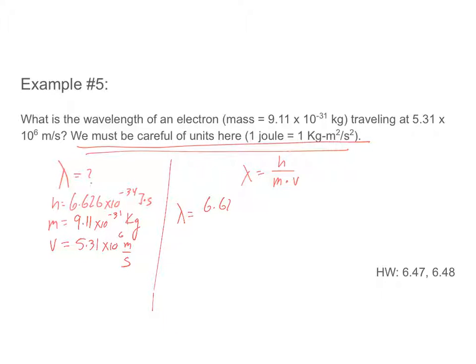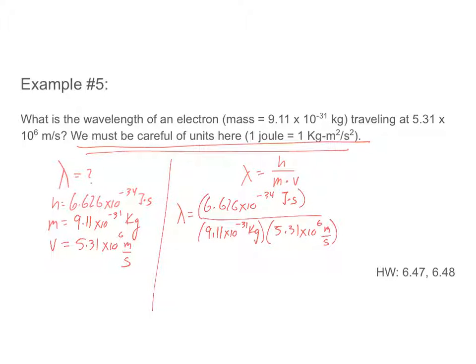6.626 times 10 to the negative 34 joule seconds divided by the mass, which is 9.11 times 10 to the negative 31st kilograms, times the velocity, which is 5.31 times 10 to the 6 meters per second.